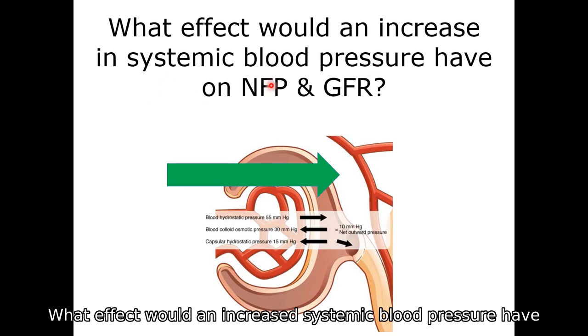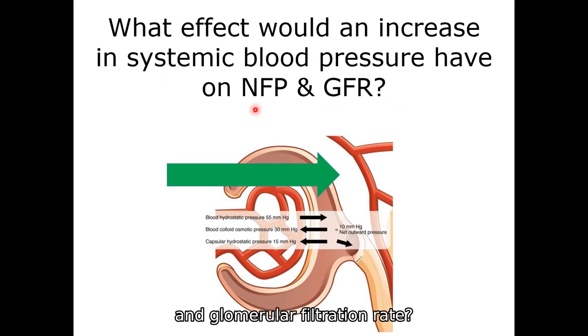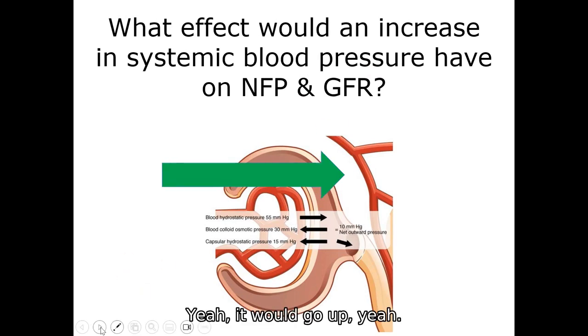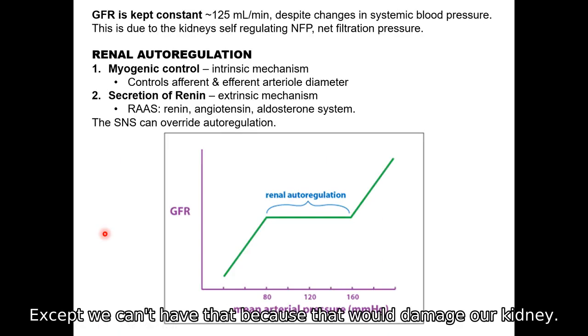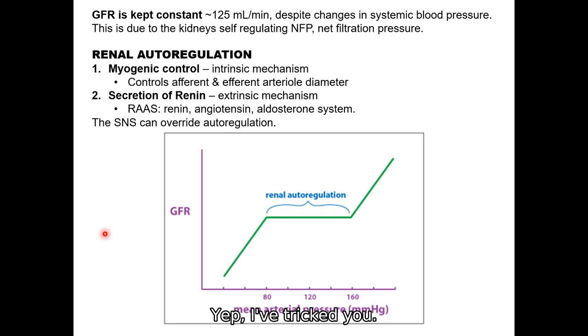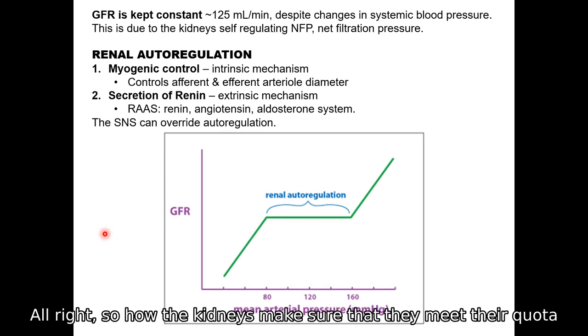What effect would an increased systemic blood pressure have on net filtration pressure and glomerular filtration rate? Would that make it go up or down? Up. Yeah, it would go up. Except we can't have that because that would damage our kidney. Yep. I've tricked you. All right.